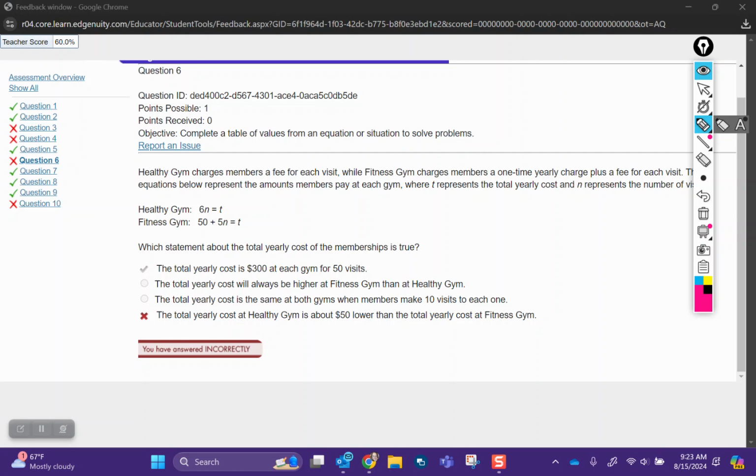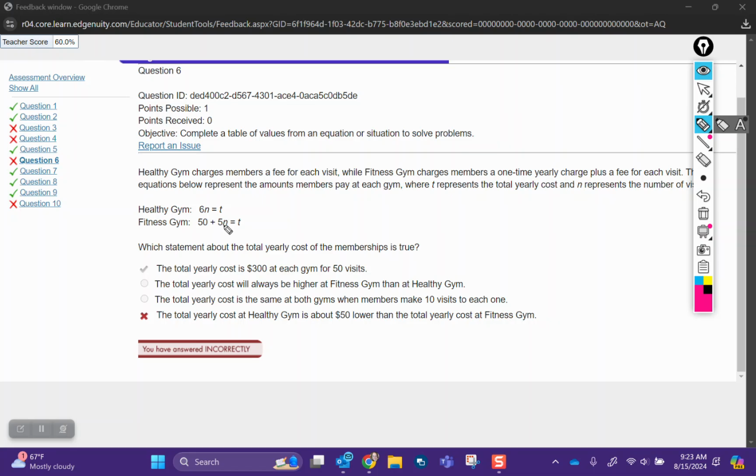The total yearly cost is $300 at each gym for 50 visits. The total yearly cost will always be higher at Fitness Gym than Healthy Gym. So that's not true. So here's what we see. In Healthy Gym, this is the first equation, there's no monthly fee. There's no one-time charge. It's just $6 per visit. In Fitness Gym, they do have a fee initially, but then you only pay $5 per visit.